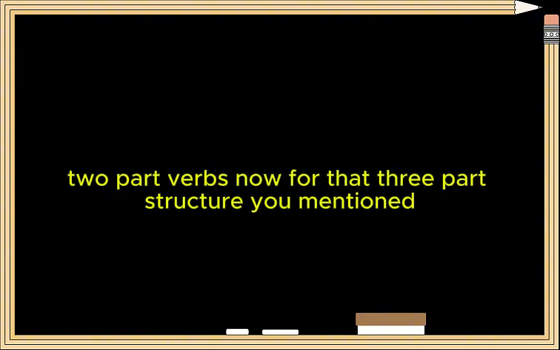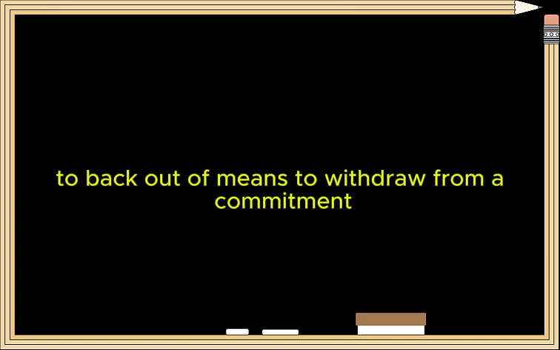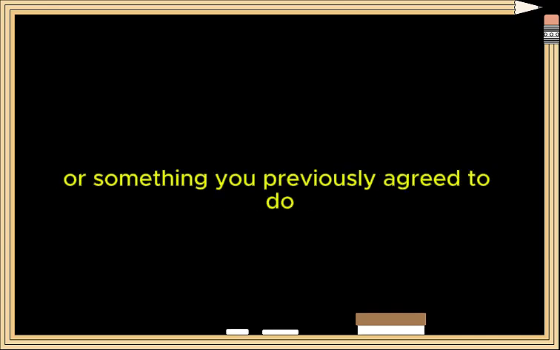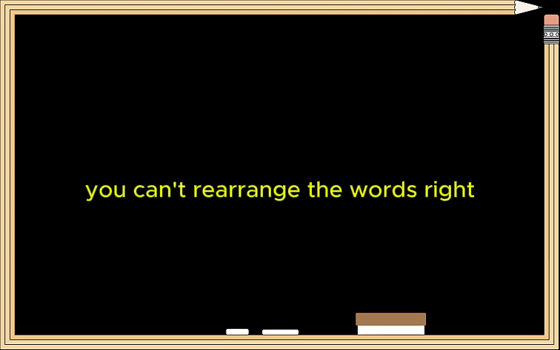Okay, we've seen two-part verbs. Now for that three-part structure you mentioned, to back out of, this is specifically about agreements, isn't it? Precisely. To back out of means to withdraw from a commitment or something you previously agreed to do. And this is a classic, inseparable three-part verb. You can't rearrange the words.